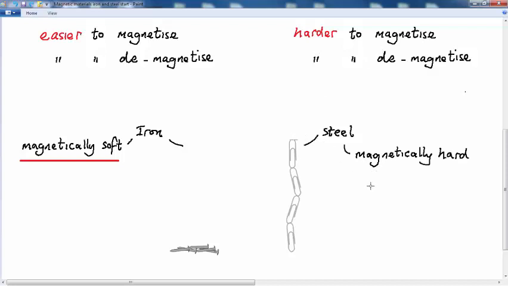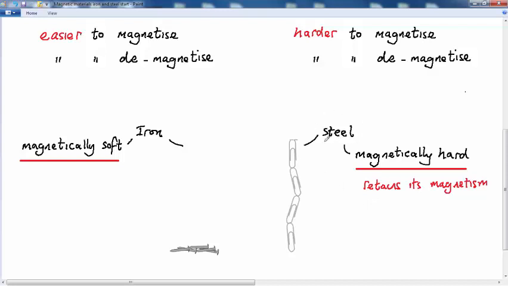still retains its magnetism. Now, if you want to make a permanent magnet, for example, well, that's exactly what you want. You want the thing to retain its magnetism once the external magnetic field that is used to make the magnet is removed. Okay, we'll look at how you make permanent magnets in a later lesson. So you want magnetically hard materials to make permanent magnets.